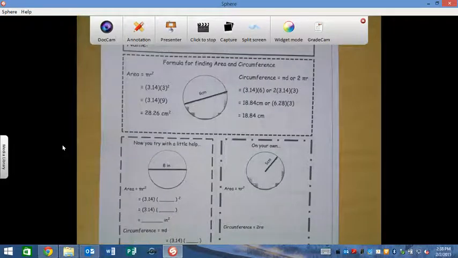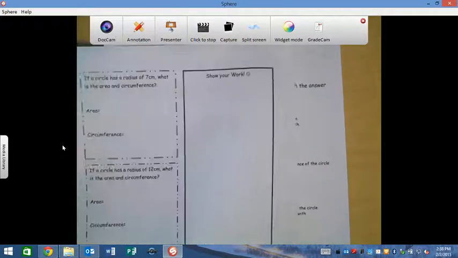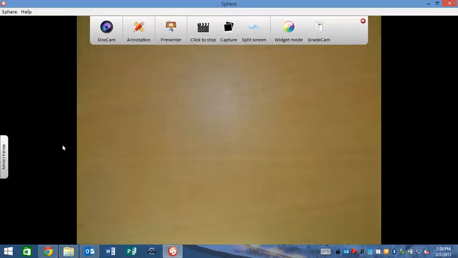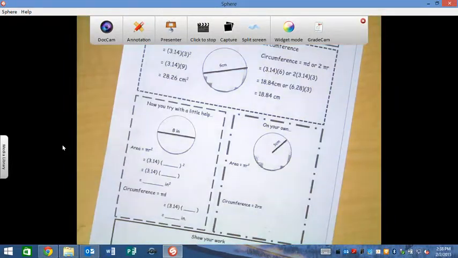Hello again, guys. This is going to be your video for your homework help over circumference and area of circles. The assignment you see on the screen is actually the homework assignment. It's front and back, along with this page right here, which is the riddle page. We'll go over a couple of examples on each page to get you going, because I know you haven't done this since last year.